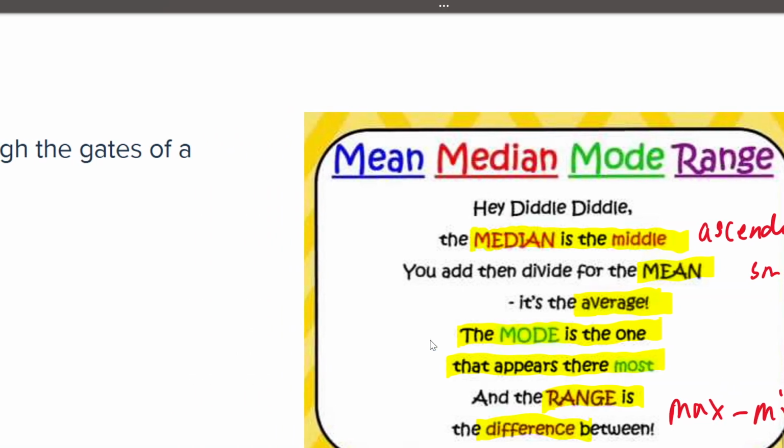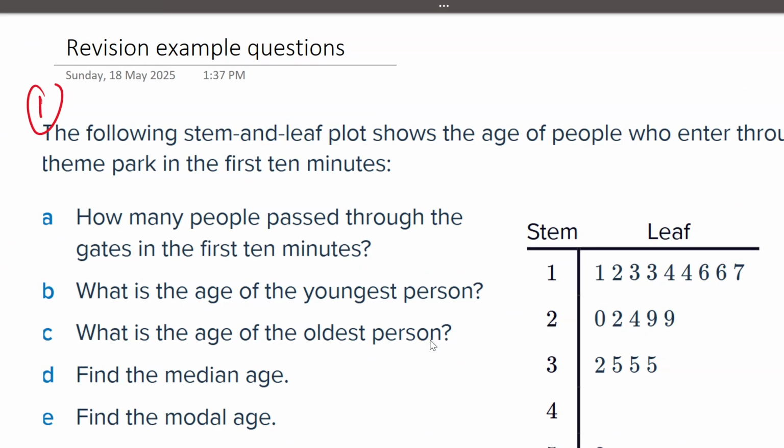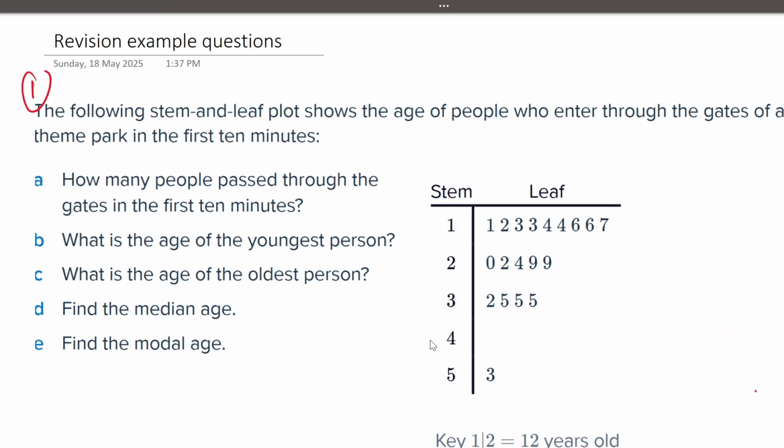Okay, let's go through some questions where we apply these statistical measures. So we've got this first question. A stem and leaf plot has been given that shows the age of people who enter through the gates of a theme park in the first 10 minutes. And we can see there's a key here, which shows us how a stem and leaf plot works. So like 1|2, for example, which here means 12. Okay, so each of these leaves represent a person's age. So something like this, 9 actually means 29, or 5 here means 35, and so on.